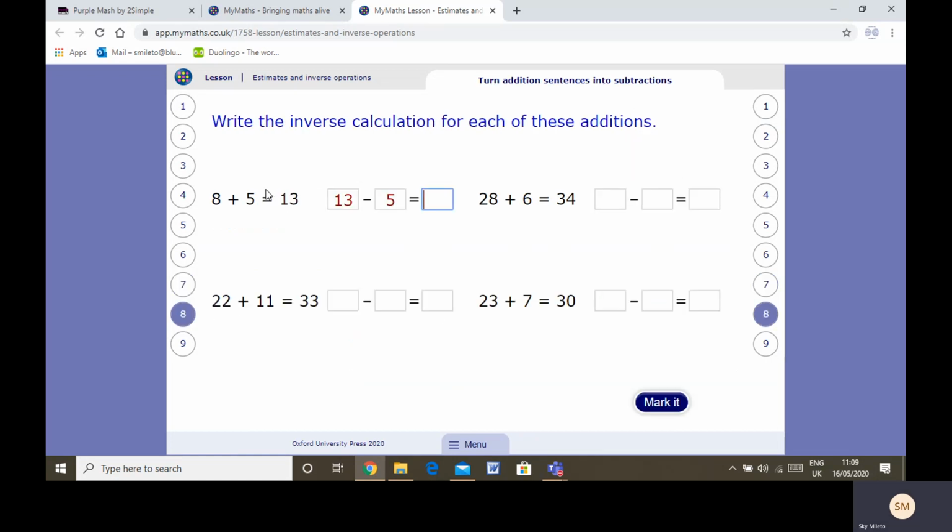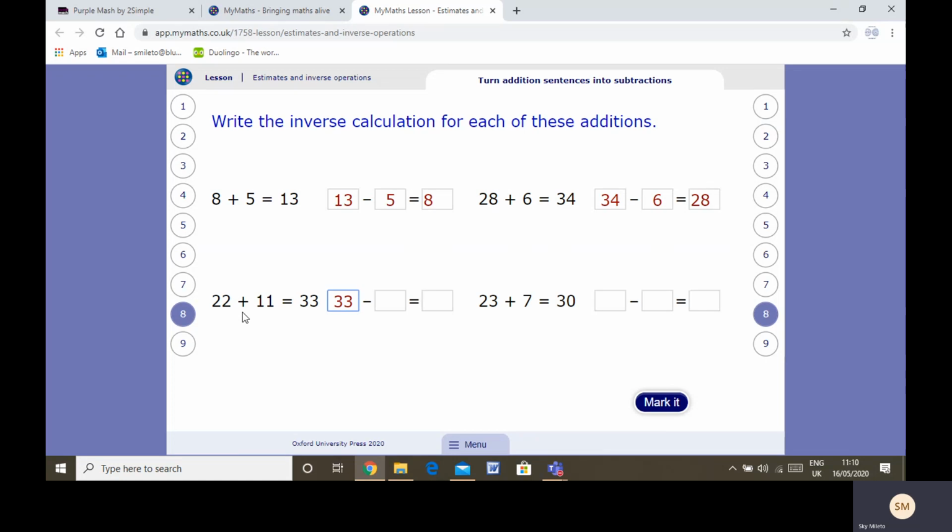So let's do the inverse calculations for these. 13 plus blank equals 5. Now I could do that on my fingers, or I could just look. I've used the 13, I've used the 5, so the answer must be 8. 28 plus 6 equals 34. Now I know the biggest number is going to have to go first. And then I know that if it was 34 take away 28, oh, this one you could do either. 34 take away 28 could equal 6, and 34 take away 6 could equal 28. Use that one.